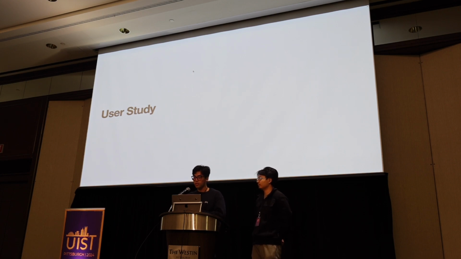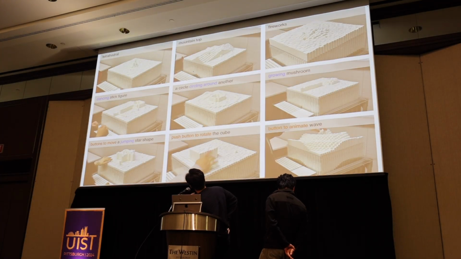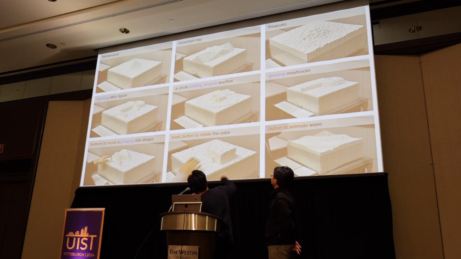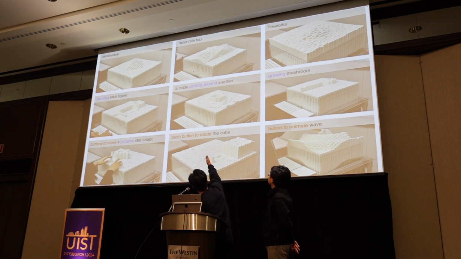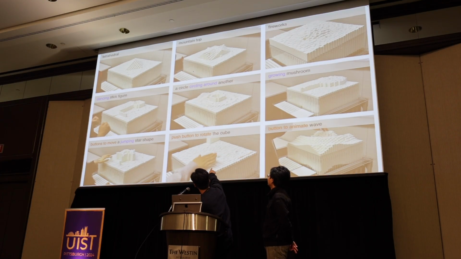And in our user study with 10 novice participants, we explored ways of authoring shape motion and interaction. For example, users created some cool primitives such as fireworks, a circle circling around another, sort of like a solar system, and even pushing the button to rotate the cube.